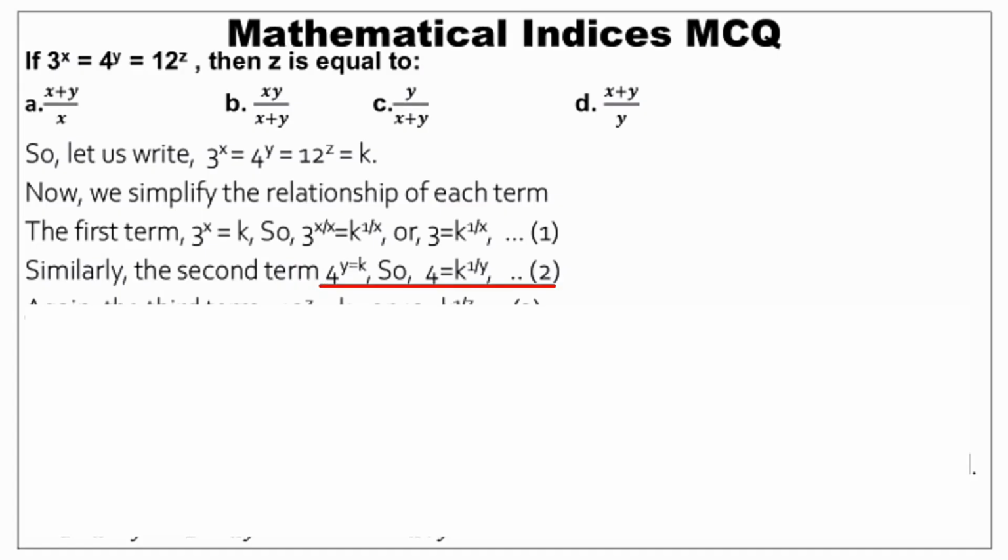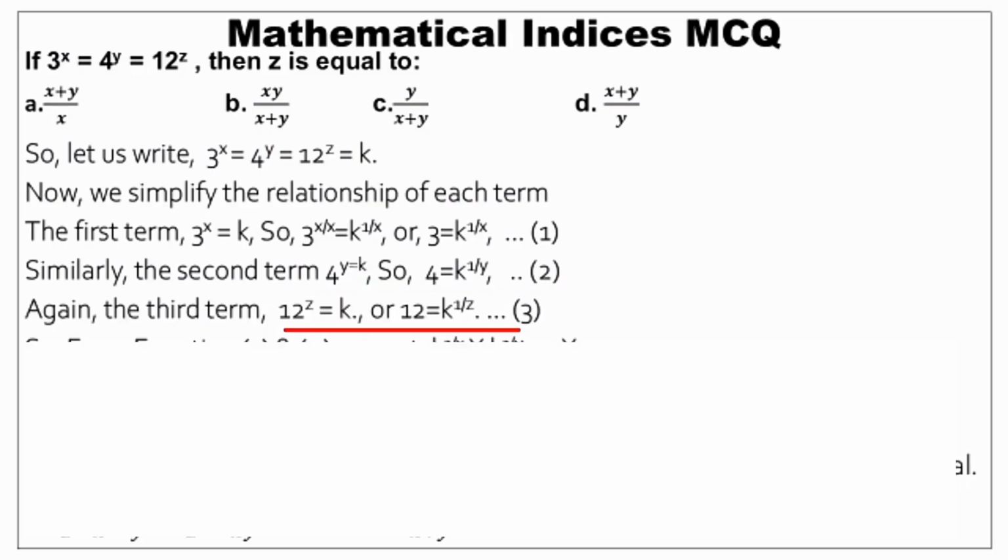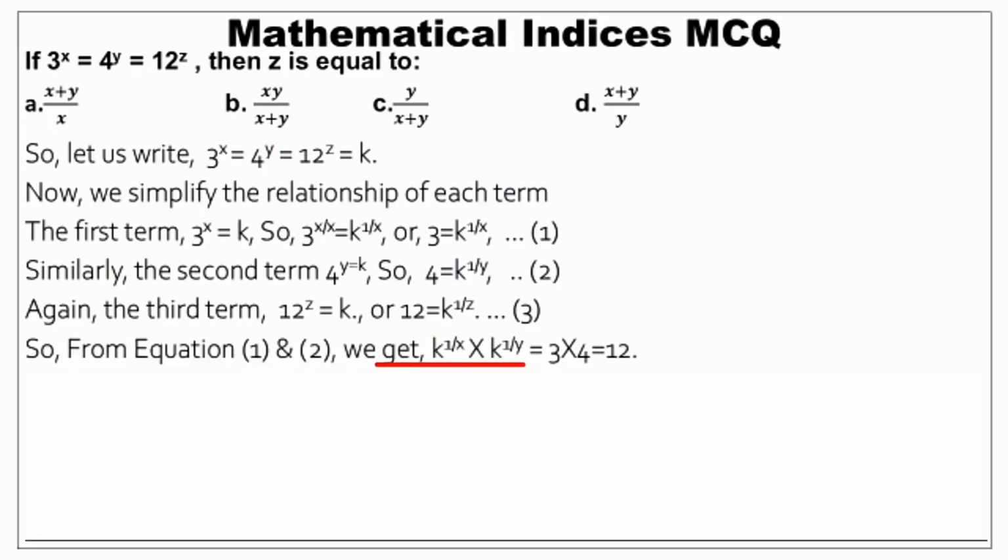Similarly, the second term 4 to the power y is equal to k. In the same way, we don't repeat again, 4 is equal to k to the power 1 by y, as we deduced in equation 1. Again, the third term 12 to the power z is equal to k. So in the same way, we get 12 is equal to k to the power 1 by z. We refer to it as equation number 3.